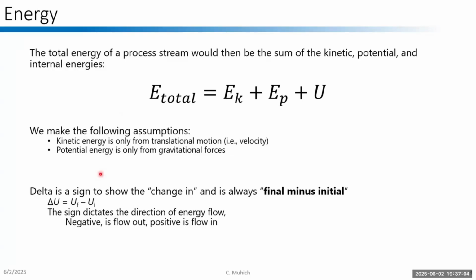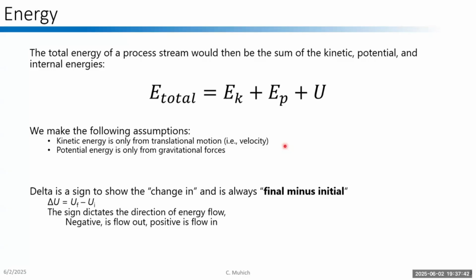Let's start out by considering what we are going to call energy. The total energy of a process, or of a process stream, is going to be the kinetic energy plus its potential energy plus its internal energy or enthalpy. We'll get into the difference between the internal energy and the enthalpy a little bit later. In this class, we're going to assume that the kinetic energy in any system is only from translational motion, so velocity of systems, think flow through a pipe. And potential energy is only from gravitational forces.